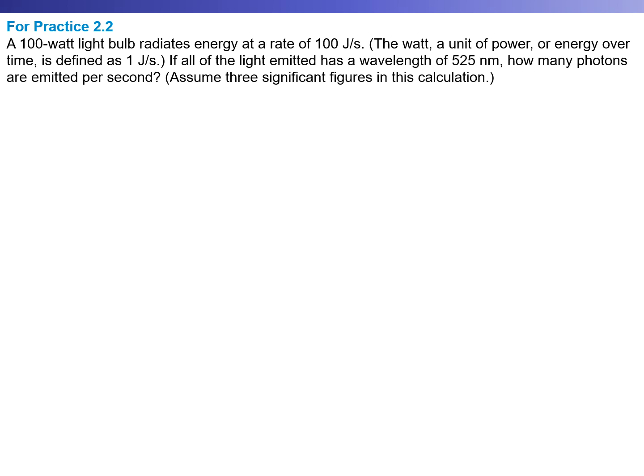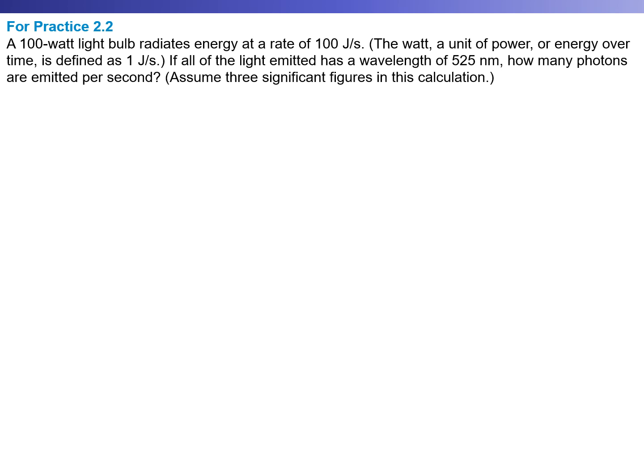Now in problem 2.2, we're given that we have a 100-watt light bulb that radiates energy at the rate of 100 joules per second. They're basically telling us here that a watt is equal to 1 joule per second. Now, if the light that is emitted has a wavelength of 525 nanometers, they want to know how many photons per second are being emitted by this light bulb.